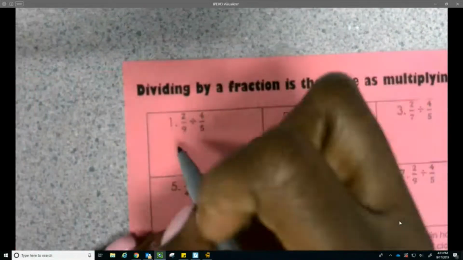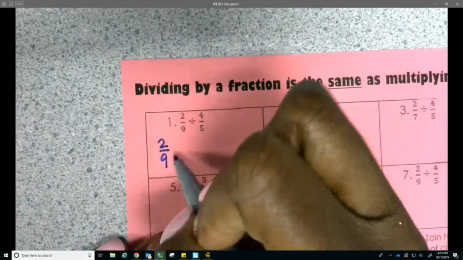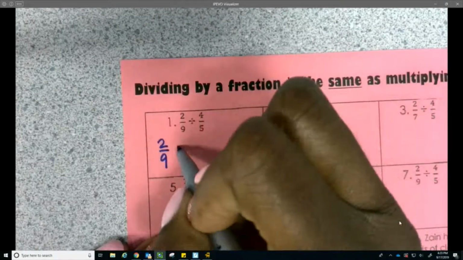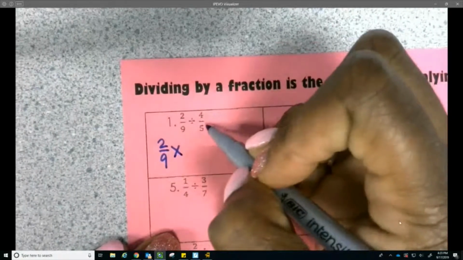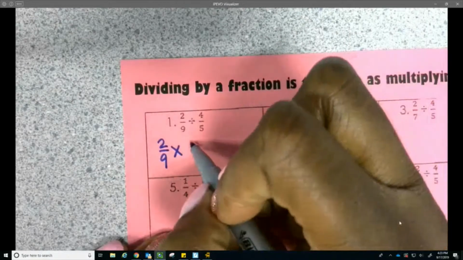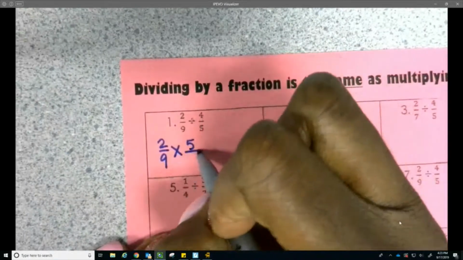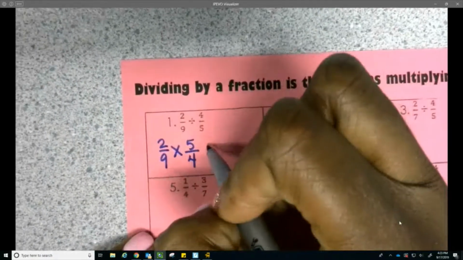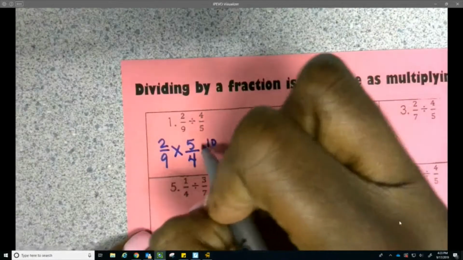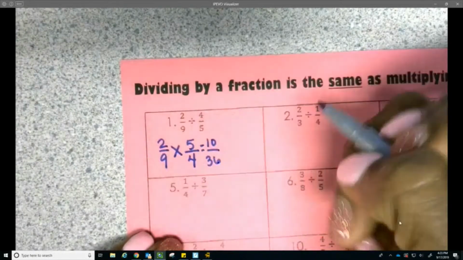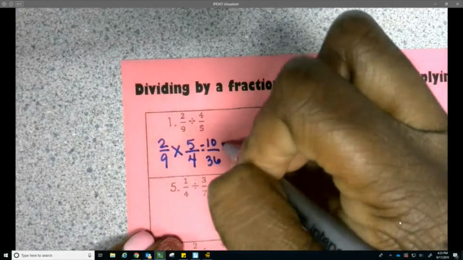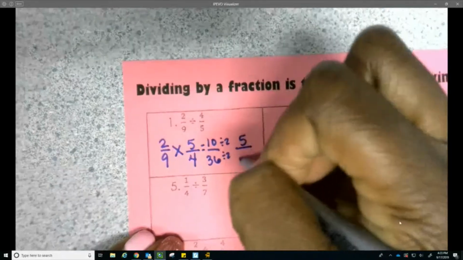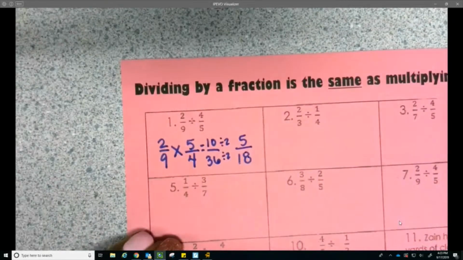I go here, I have 2/9 divided by 4/5. But when I divide fractions, I just multiply by the reciprocal of the second fraction. So the reciprocal of 4/5 is 5/4. Now I multiply straight across and I get 10 over 36. And that's not my answer because I need to simplify. Gives me 5 over 18.